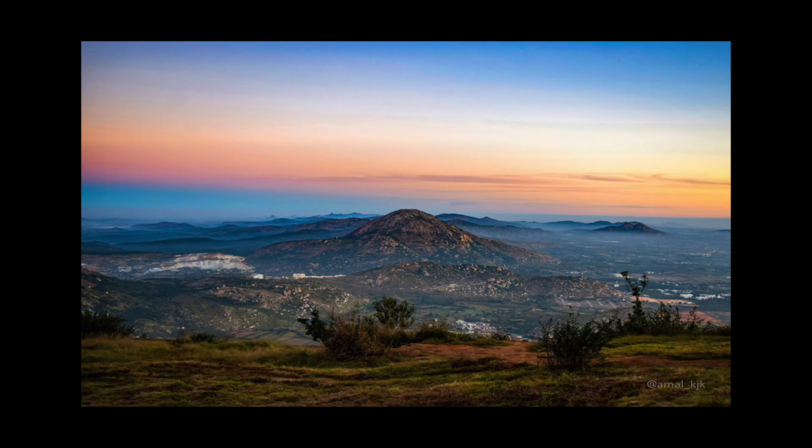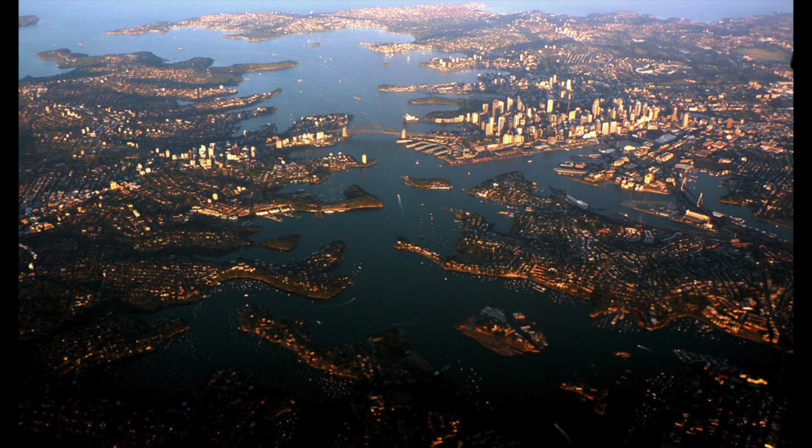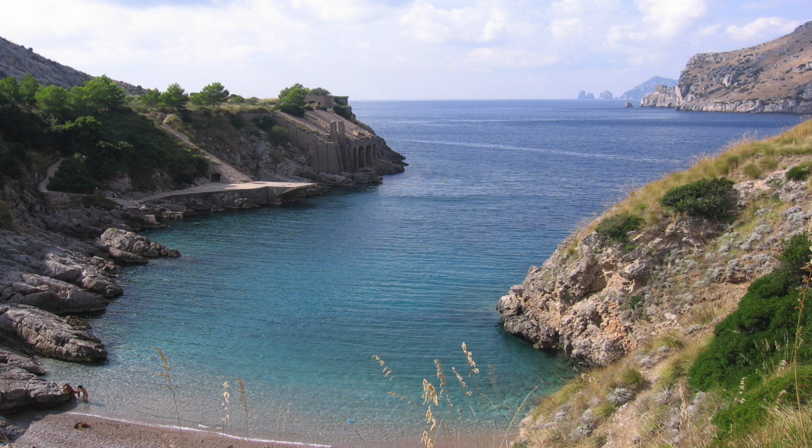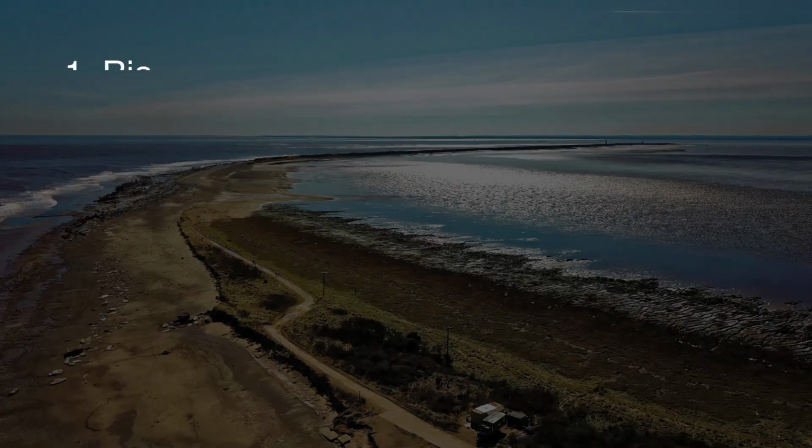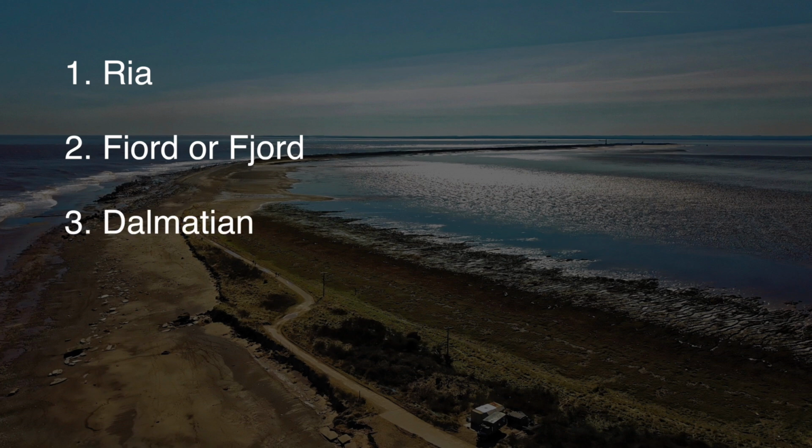A highland having hills, ridges, etc. submerges to form the coastline of submerged uplands. The course of the river valleys takes the form of marine inlets. Submerged upland shorelines are of mainly three types: 1. Ria, 2. Fjord or fiord, and 3. Dalmatian.